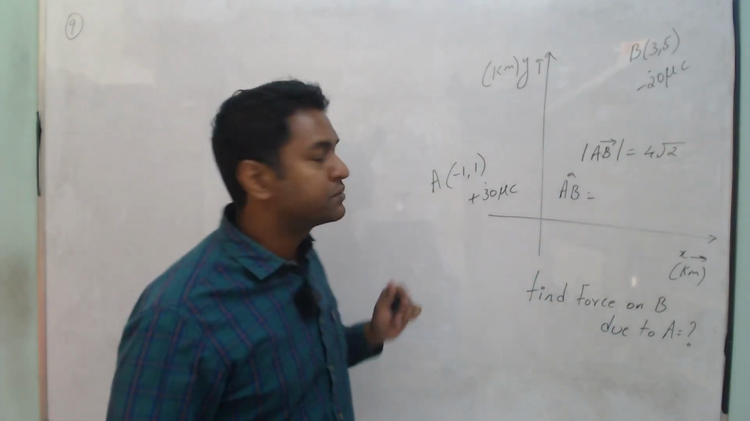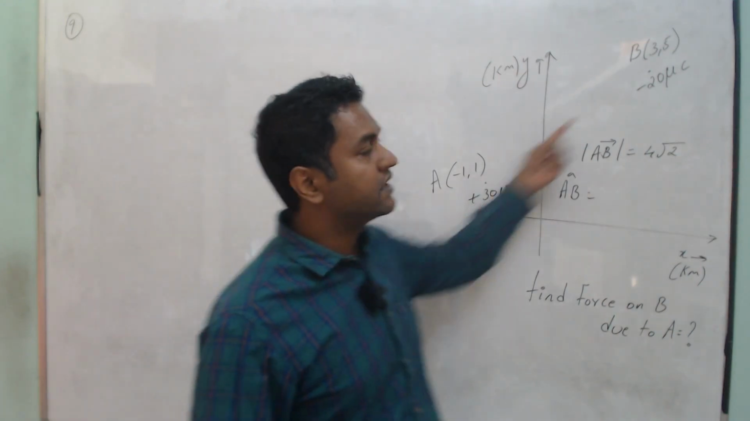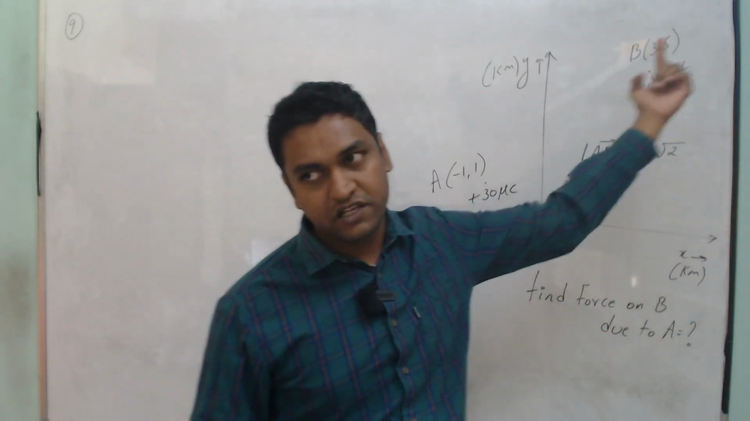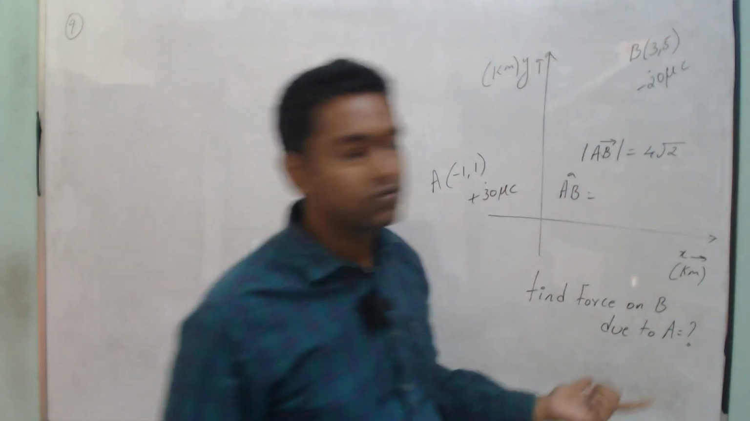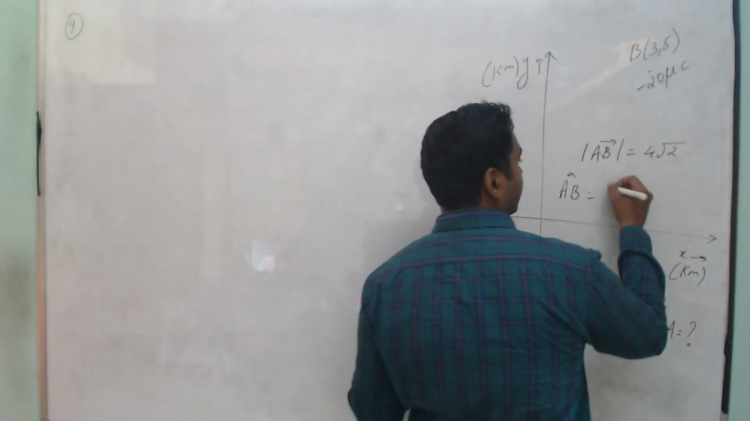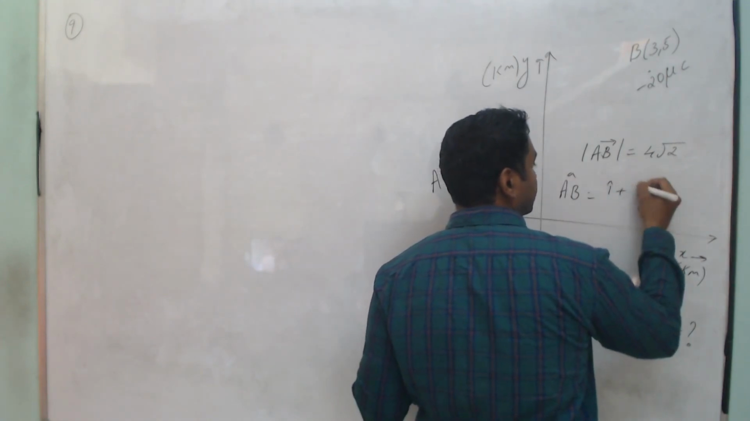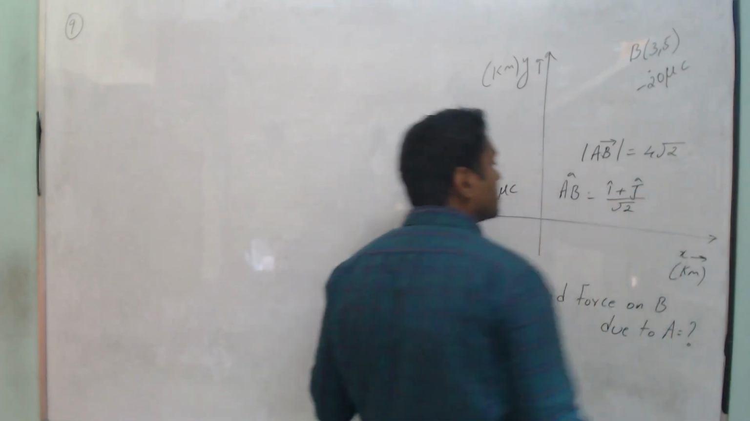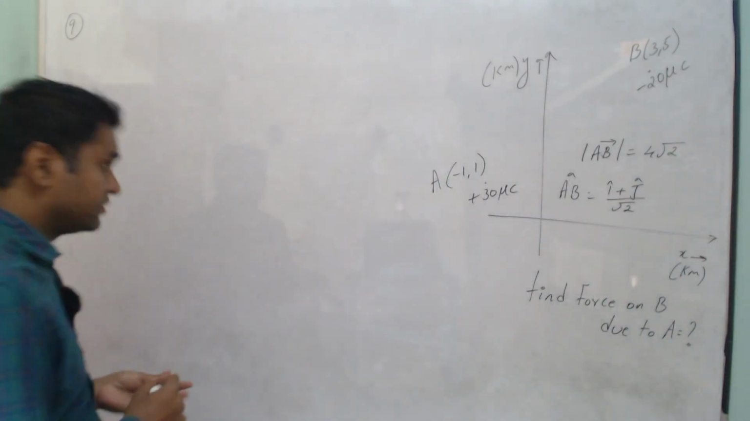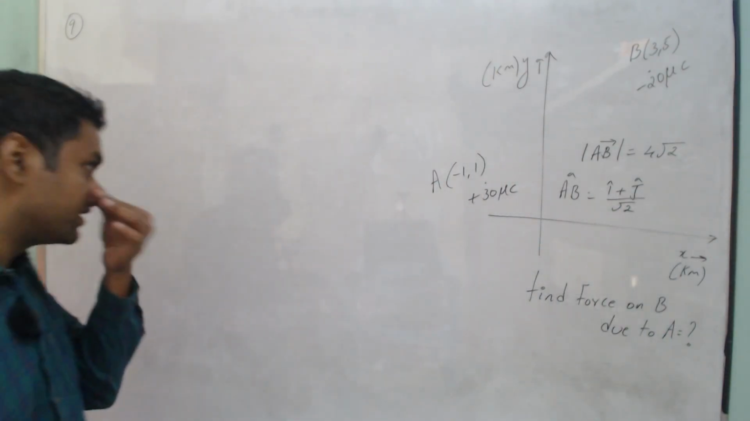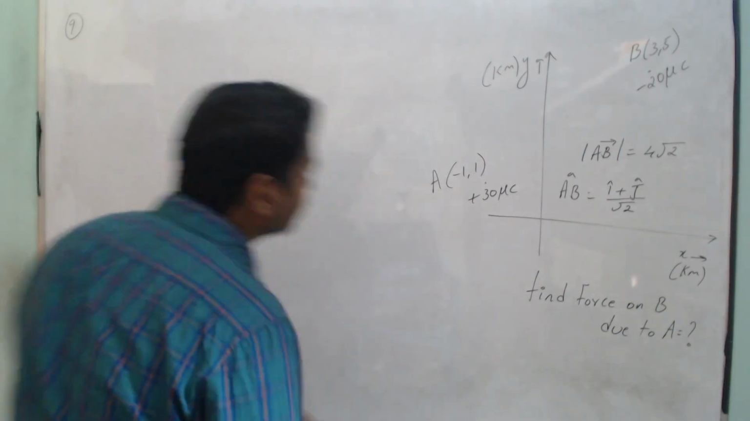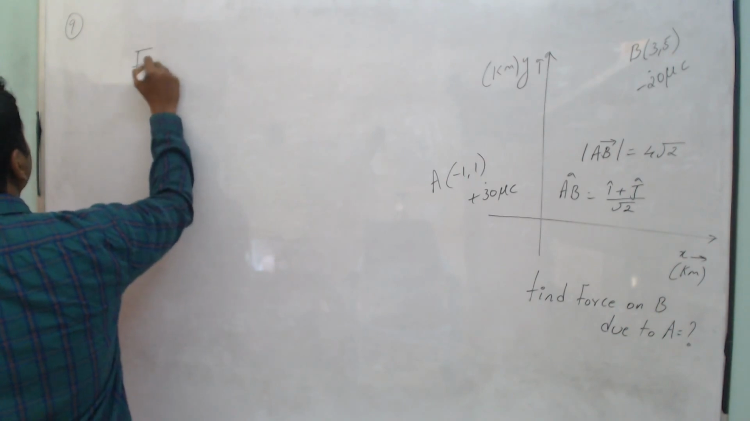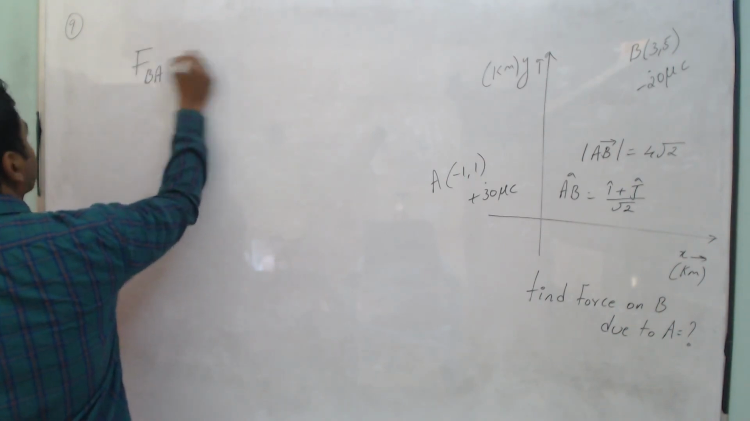Simply, I am interested in AB cap: 4 I cap plus 4 J cap divided by 4 root 2. So the unit vector is nothing but I cap plus J cap divided by root 2. Okay, we got the direction, we got the distance between them. Now first I will be interested in the force magnitude on B due to A.